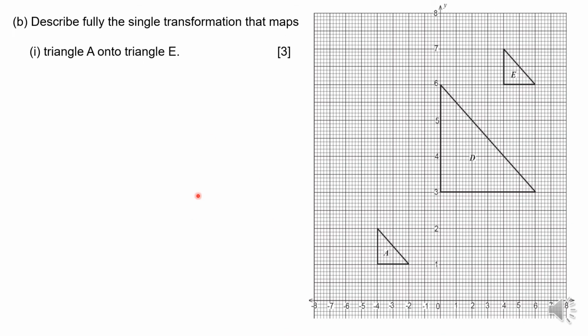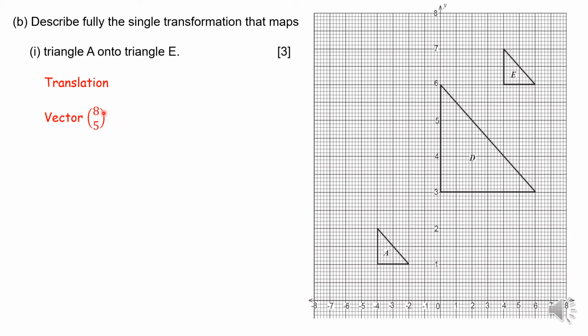Right, so here we have the same question. We're supposed to describe the single transformation in full that maps triangle A onto E. Well, as you can see, the triangle has just been translated. Yes, it has just been slid to the right and then upwards. So that's a translation, and it's translated by a given vector.